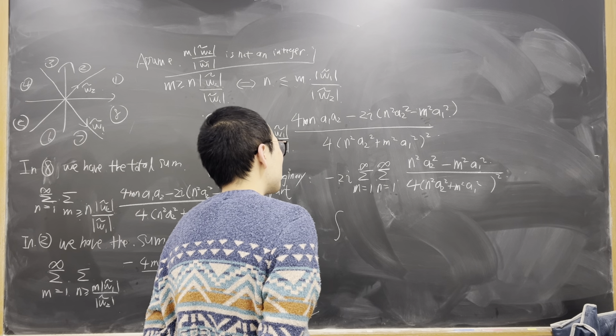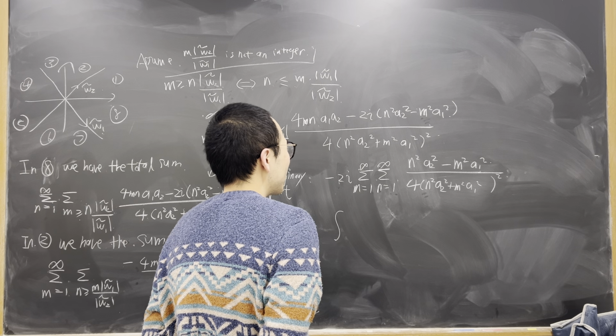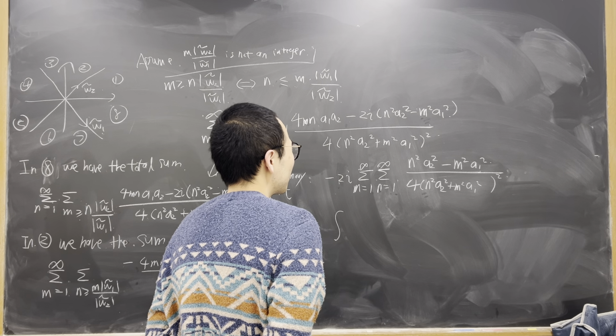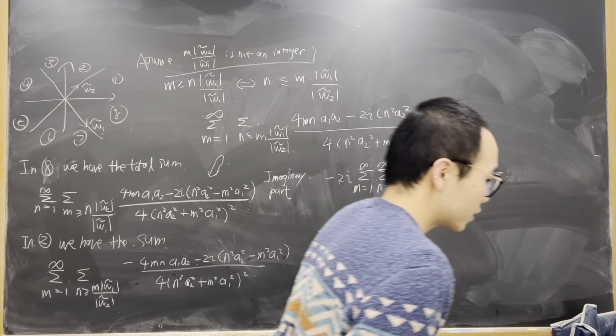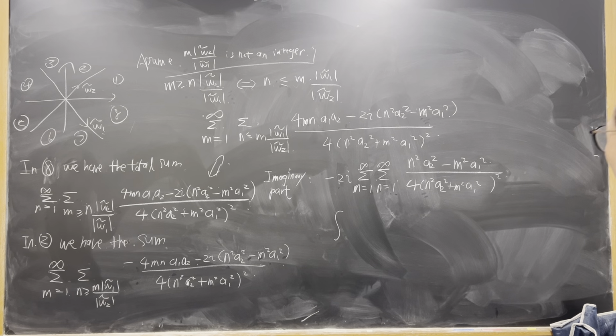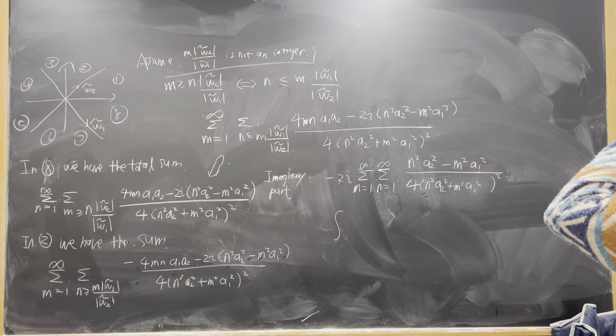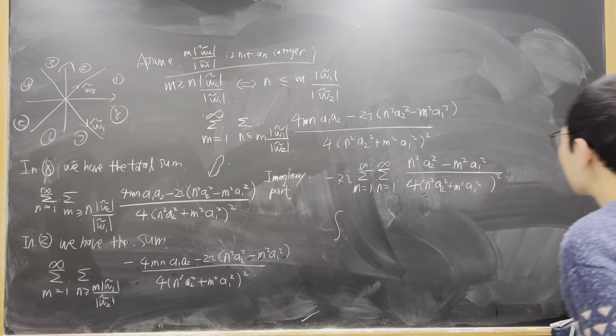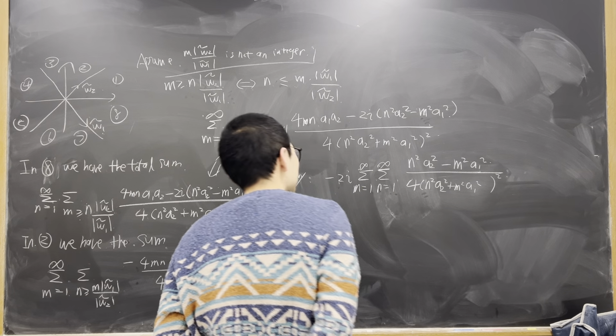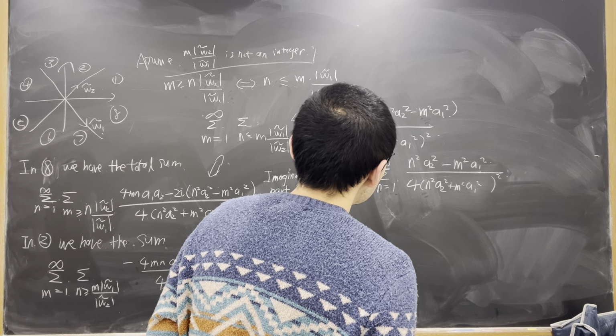For the denominator, you may get something negative. Wait. There might be a problem here, I think. So this one is not positive, right? So if you're increasing the m, I think this is a problem here.